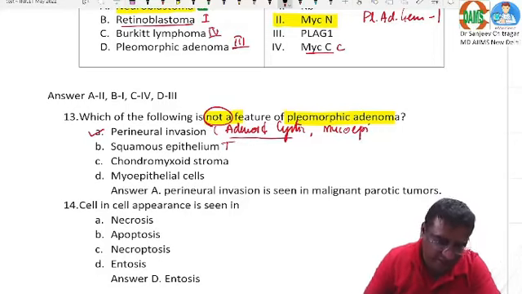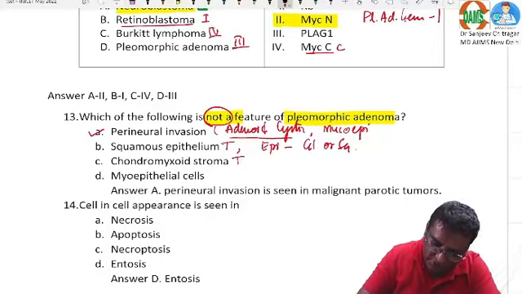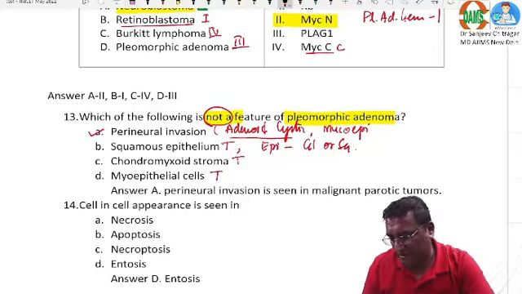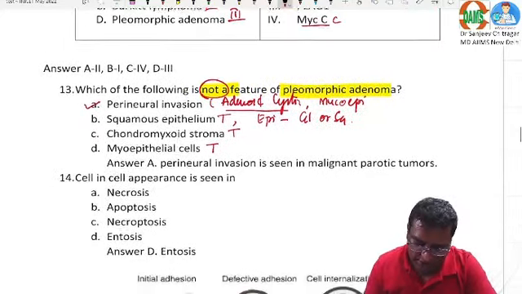Squamous epithelium can be seen, correct. So there will be epithelial element seen, either there can be gland seen or there can be squamous epithelium seen. Chondromyxoid stroma is true, it will always be there. Myoepithelial cells will also be present. So answer to this question is perineural invasion.